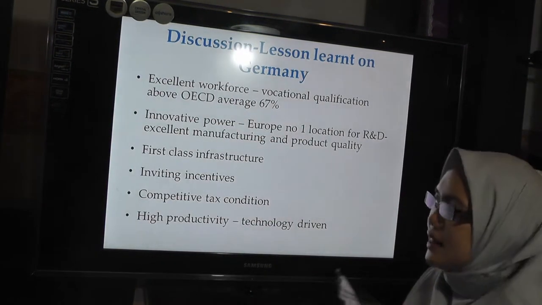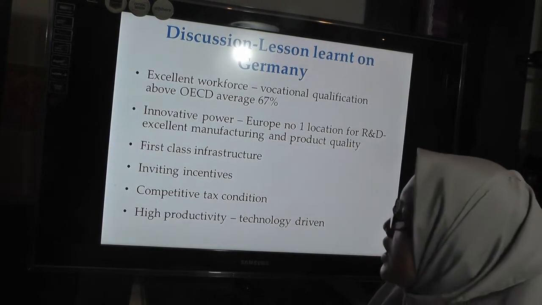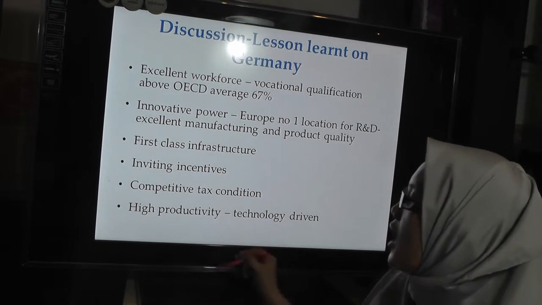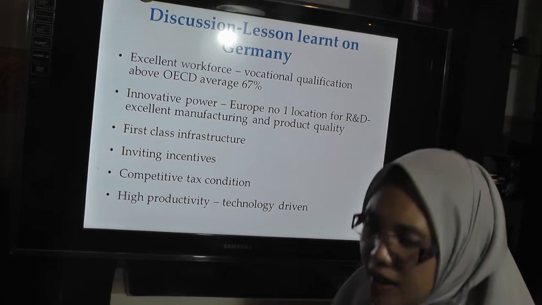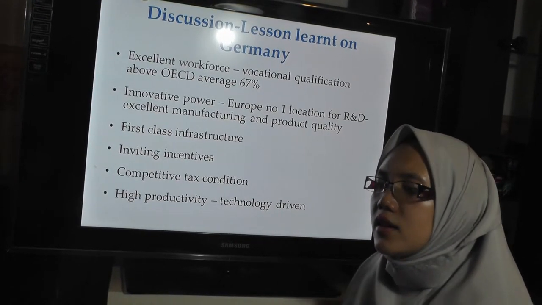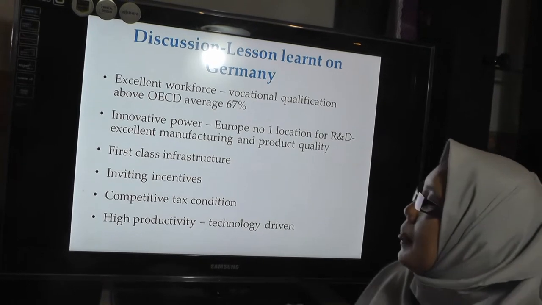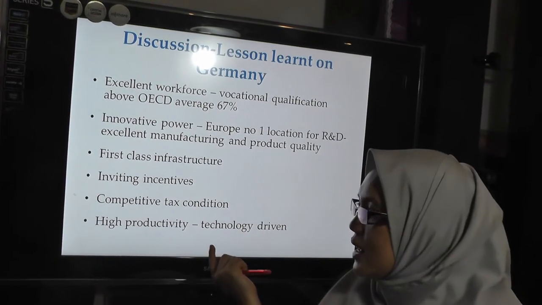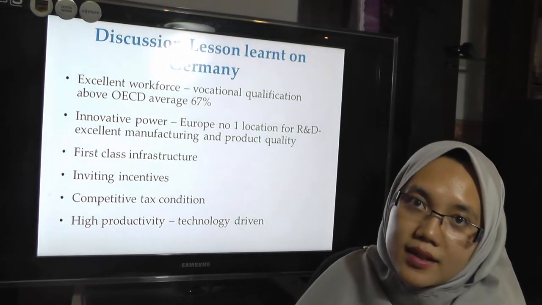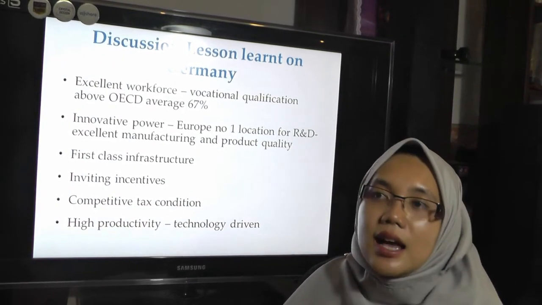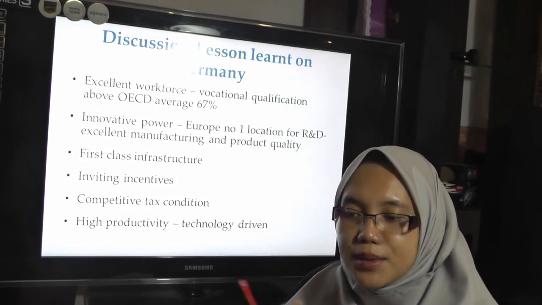Next, inviting incentives: they invite foreign investors to come over and invest in Germany, with competitive tax conditions and also high productivity with technology drivers. So despite labor abundance or capital abundance, what ultimately lets a nation grow faster is the technology driver. In Germany's case, they don't have as large a population as China with 1.3 billion. They only have 82 million. However, with this 82 million population, they are trying to encourage as much skills, expertise, experience, and knowledge in their people.